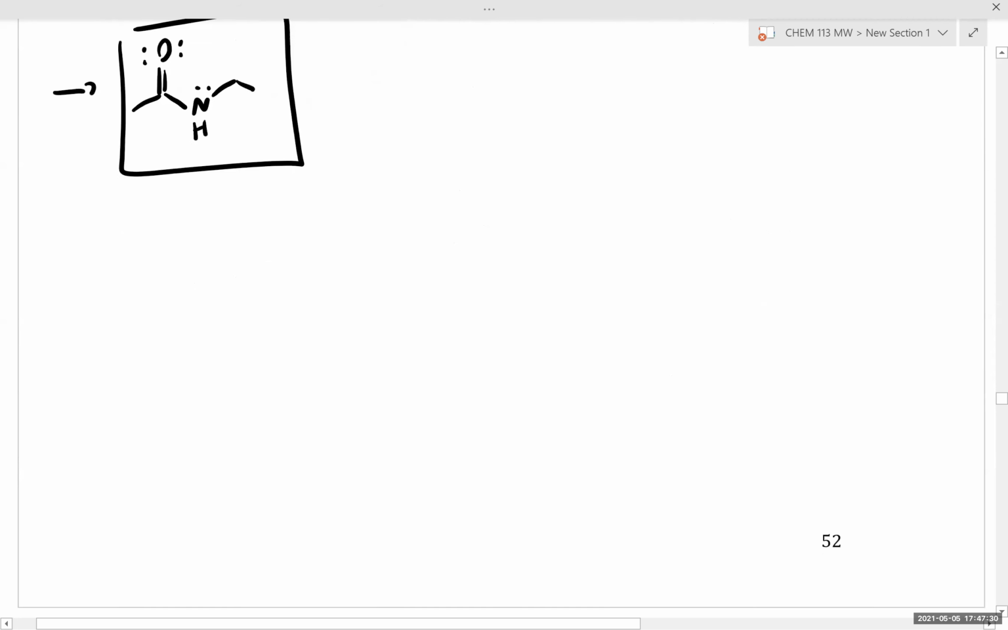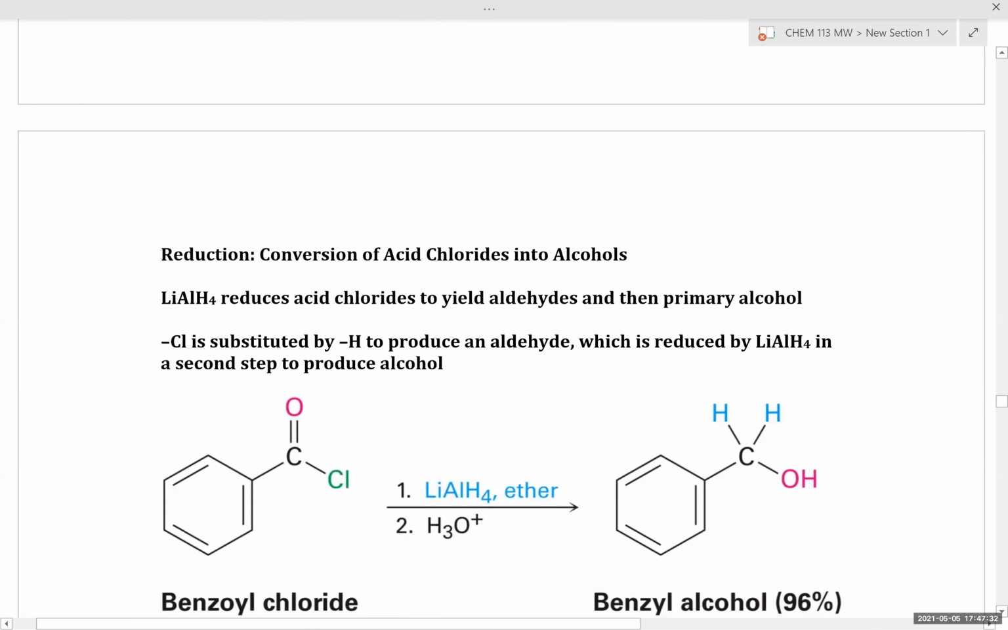Okay, so let's keep going on then. And let's talk about further reactions of these acid chlorides. You can directly convert an acid chloride to an alcohol via reduction with lithium aluminum hydride.